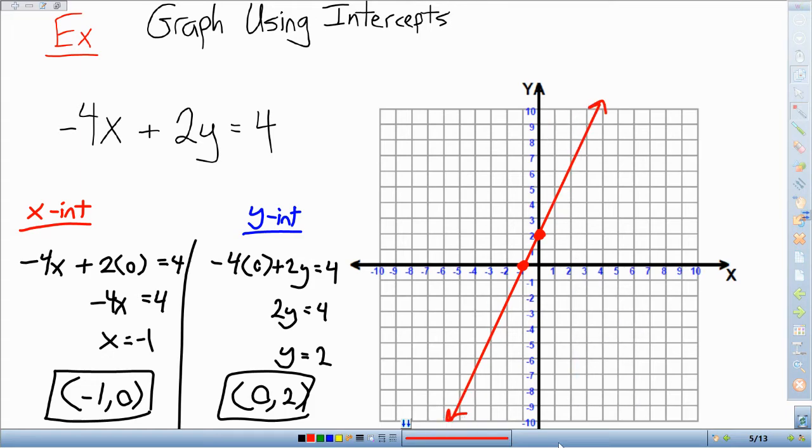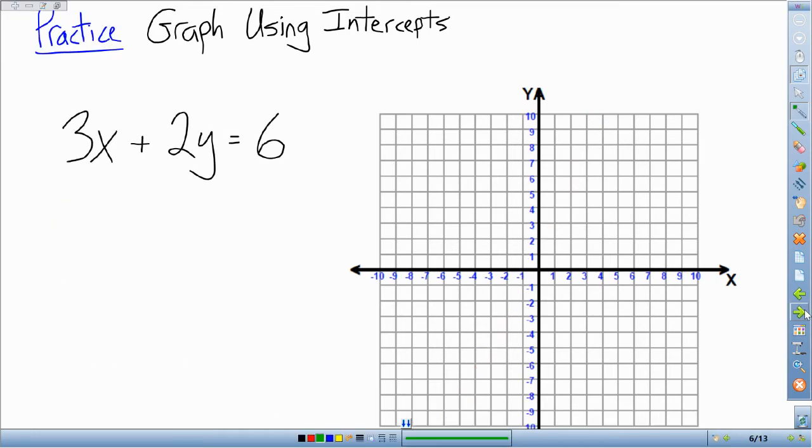Okay, if we wanted to get a more accurate graph, we could plot more points. If we wanted to, we could plug in, say, 3 for x, and we would get a y point somewhere up here. If we wanted more points on this, we could, but I'm not requiring it when you do your intercepts. I just need the intercepts. So with that, I'm going to have you guys try one on your own. Go ahead and find the x and y intercepts and plot them and get your graph.